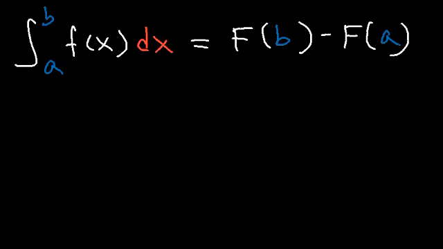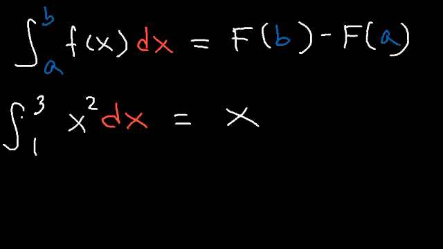So now let's evaluate the definite integral from 1 to 3. First, find the antiderivative of x squared. It's x cubed over 3. Now you don't have to worry about the constant c, because when you perform F of b minus F of a, there's going to be two c values, and they're going to cancel.